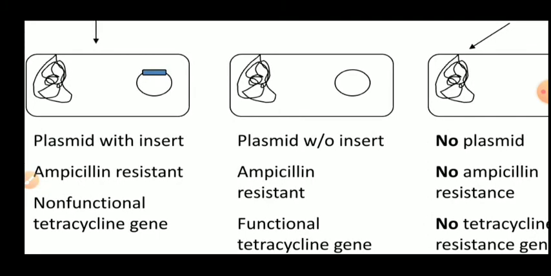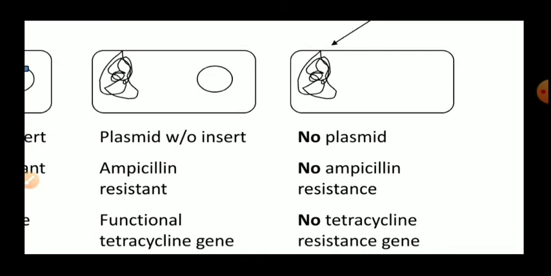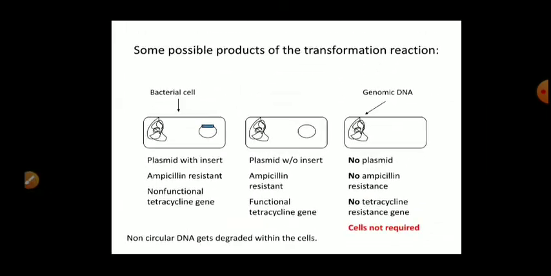Another type of cells are those which contain the plasmid but without insert. Such cells are not desirable because the foreign gene is not present inside the plasmid. The third type of cells are those which have not undergone transformation and which do not contain the plasmid, and such cells are not desirable.